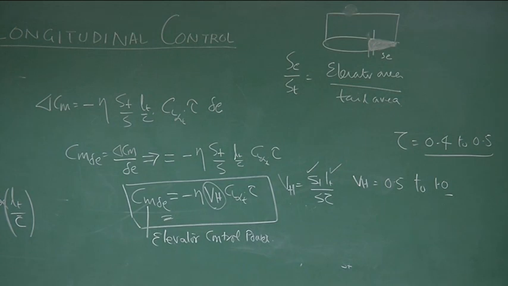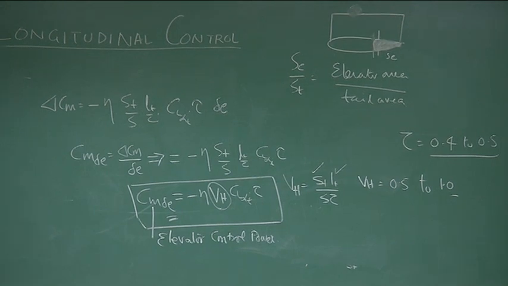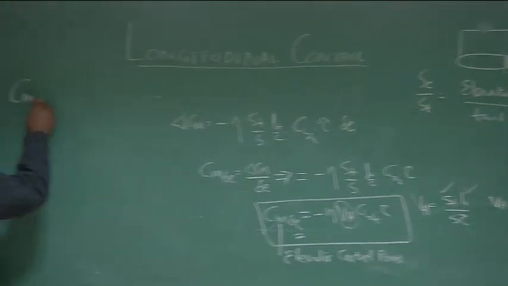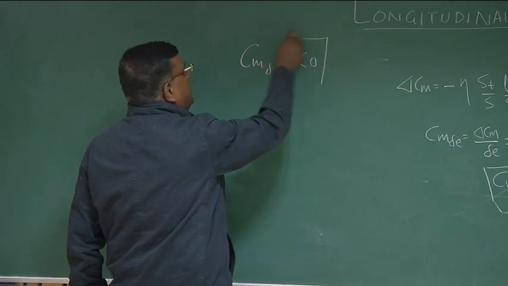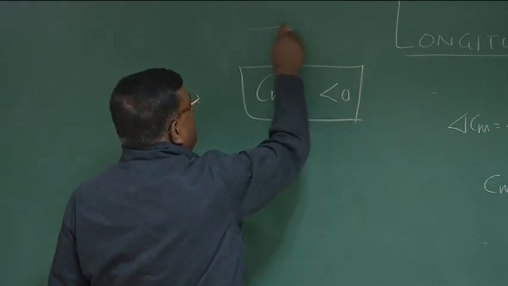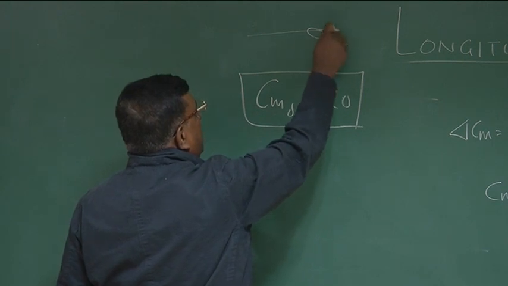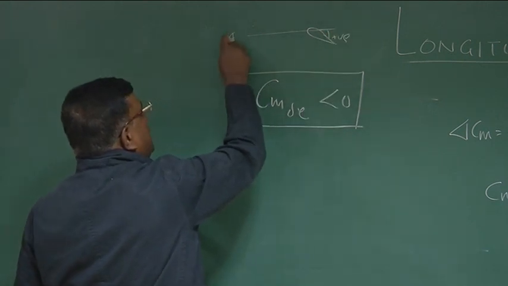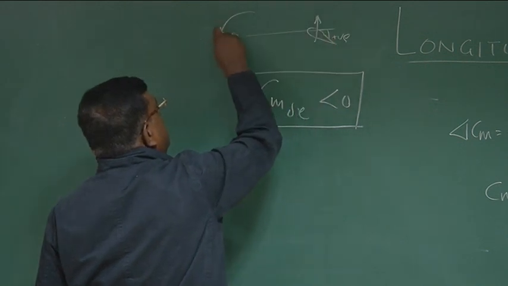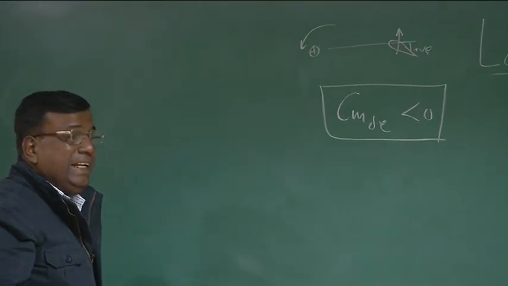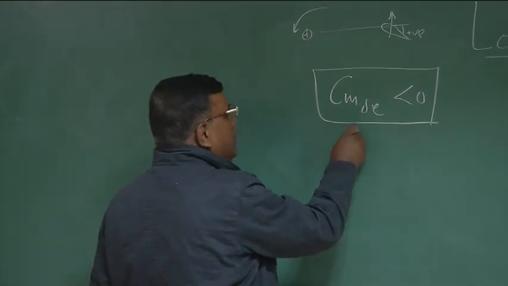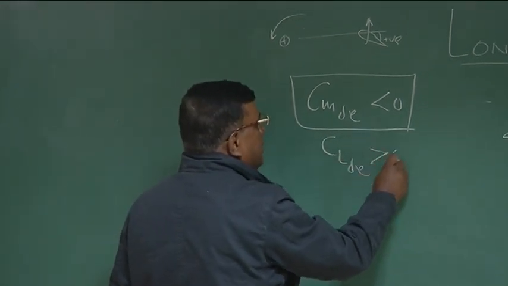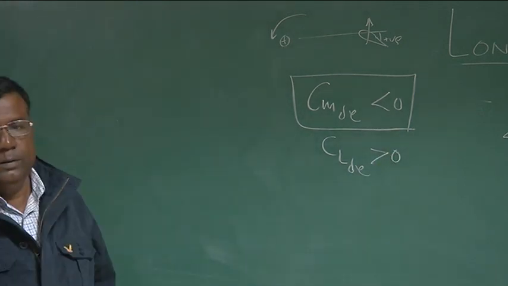So we have now understood what is CL delta E, what is Cm delta E, and it goes without saying, from the expression and from the understanding, you are very well clear the sign of Cm delta E is negative, right? Physically also, you know, if I deflect the elevator down, which is positive, and the CG is here, it produces a lift like this, which gives me a nose down moment, which is negative. So the sign of Cm delta E is less than 0, and the sign of CL delta E, we have already checked, is greater than 0. Okay.